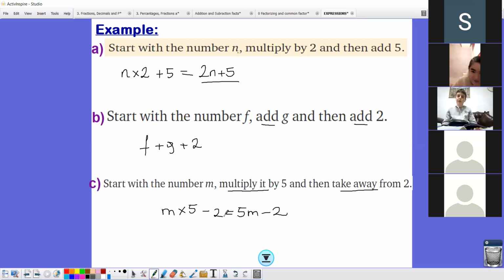You cannot continue more here because we don't know what m is. We are trying to write only the expression. We are not equalizing them to something.